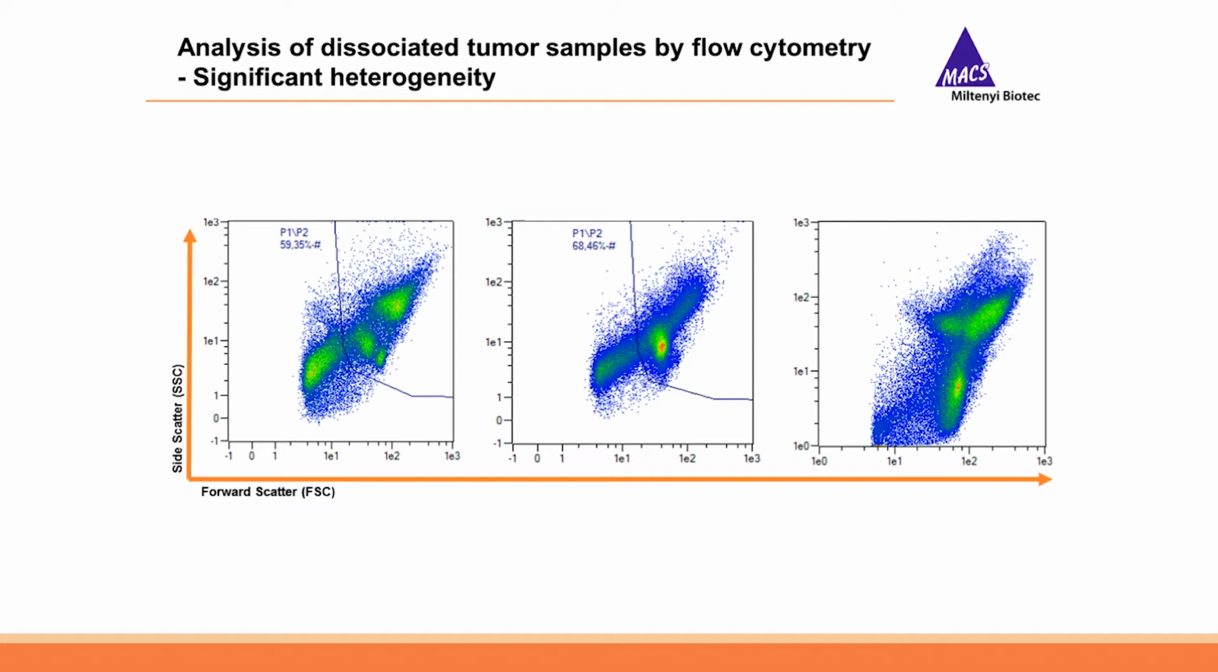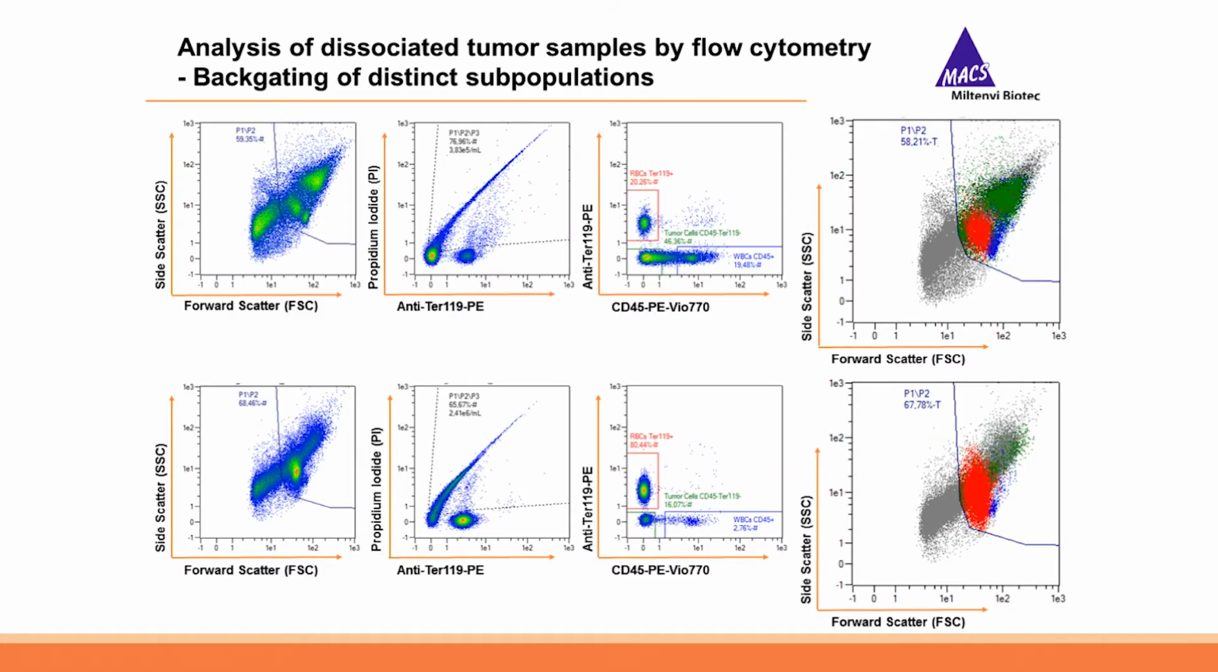And this, of course, depends on the tumor type, but also varies from patient to patient. Therefore, what we usually use is a lot of backgating, and you can see this on this slide. We identify the major lineages, such as the red blood cells and the white blood cells, by known markers, and then we gate back these markers, as shown here in red and blue, for example, and in green for the tumor cells. On the right-hand side, you see the forward side scatter gates, and you see where these populations are actually located in a dot plot.